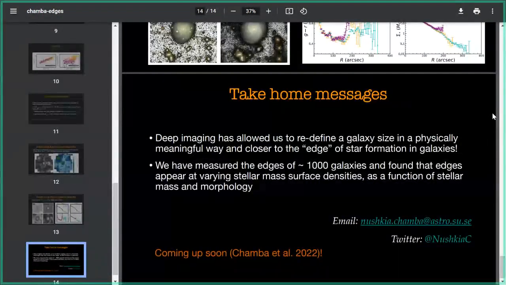My main take-home messages are that deep imaging has allowed us to look at size from a different view, in a physically meaningful way, and to reach the edges of galaxies in terms of their star formation. We have now measured the edges of 1,000 galaxies and found that the edges appear at varying stellar mass surface densities, and it is a function of mass and morphology. Thank you.